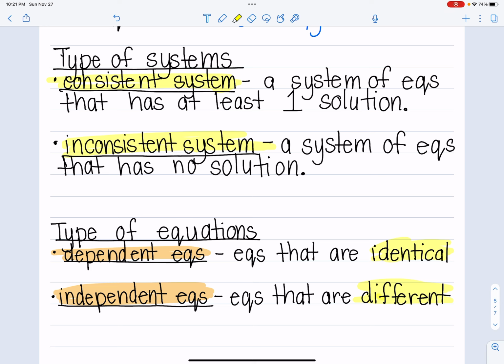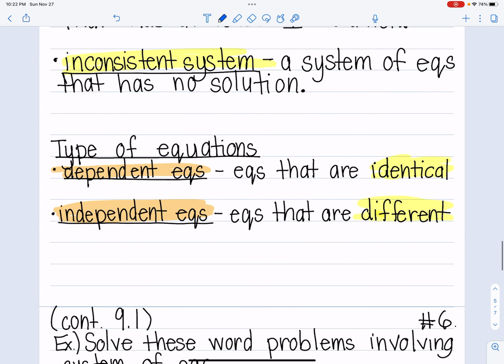So once again, let's review the systems. You can have two types of systems, consistent or inconsistent. Any system that produces a solution, I don't care if it's one or many solutions, is called a consistent system. If you do not get a solution at all, the system is inconsistent. Now, type of equation, dependent and independent. Dependent equations will be the same thing. If you simplify them, they will look exactly the same. And independent equations are equations that are different.